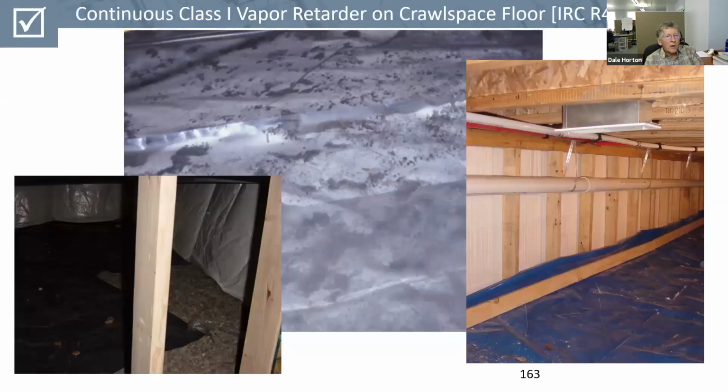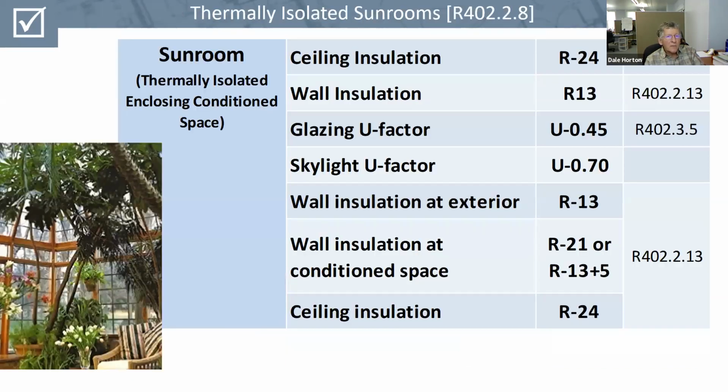The IRC requires class 1 vapor retarders on crawl space floors. There's requirements for isolated sunrooms that provide relief in terms of the R value requirements and U value requirements for the exterior walls of the sunroom, the fenestration of the sunroom relative to the rest of the building.